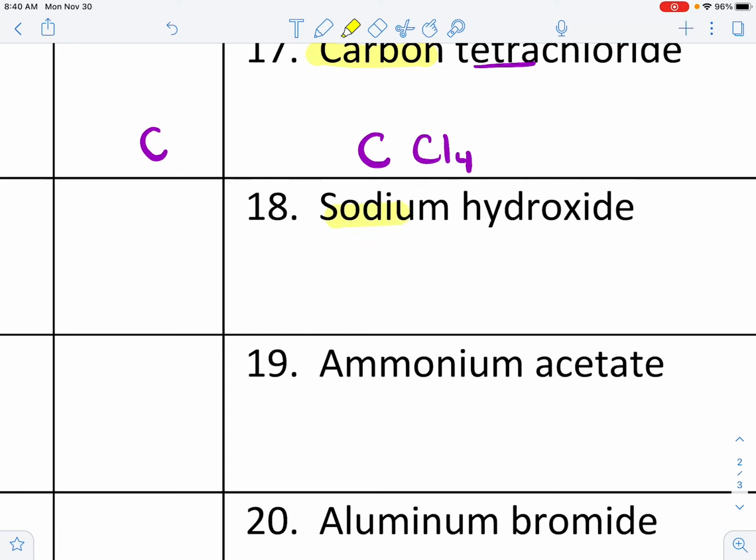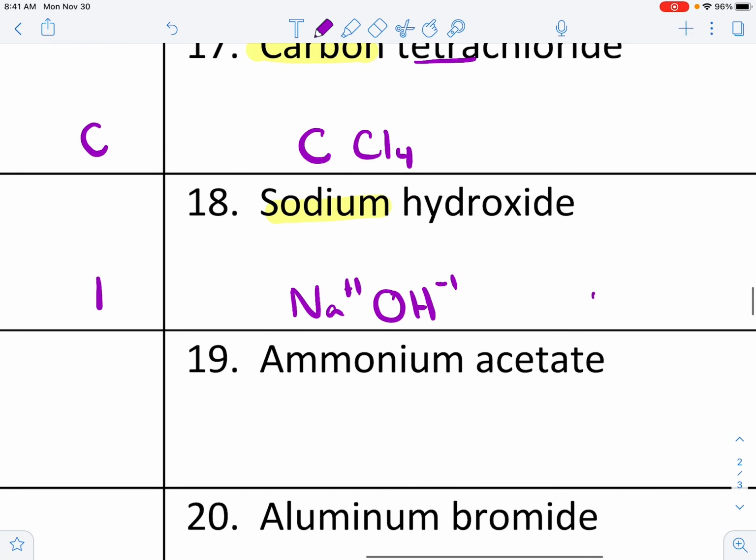We have sodium. Sodium is a type 1. So we're going to say Na. It is +1. If you look above group 1, its charge is +1. Hydroxide is a polyatomic ion, so you'll have to look for it up top. So it is OH, and it is -1. Look at that. All these charges are canceling out or kind of making it easy for us. So we just have NaOH.